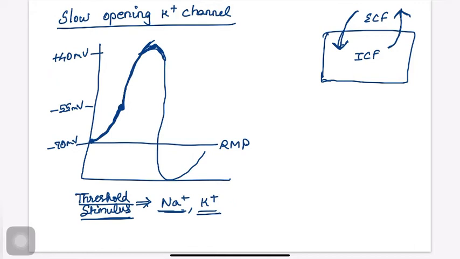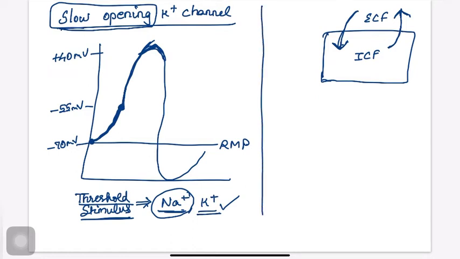Only if the sodium channel alone is opened can the resting membrane potential reach the threshold potential with the help of sodium influx. But if the potassium channels are also open, the sodium influx and the potassium efflux will occur simultaneously, and there will be no change in membrane potential. So nature provides the slow opening potassium channel. This is the reason why the potassium channel is slow opening, and the reason why it is a delayed closure channel.